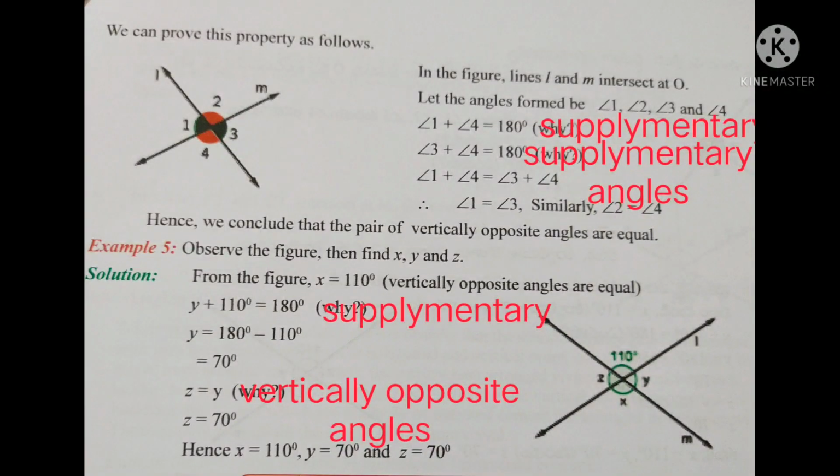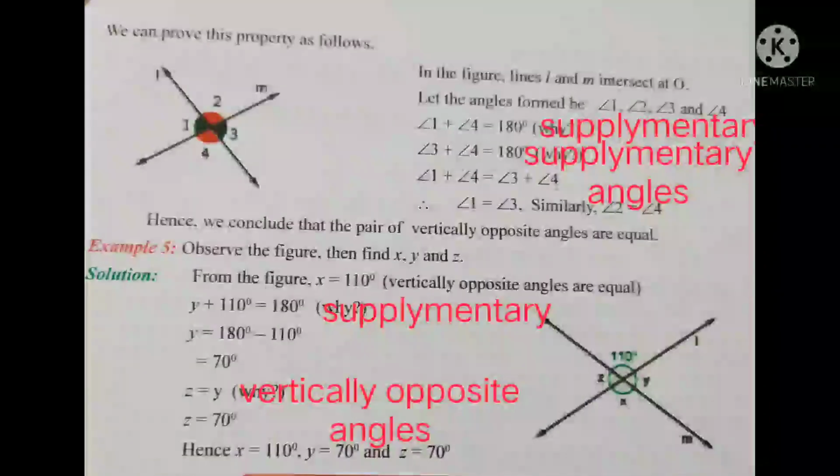In the same way, z equals y, because vertically opposite angles are equal. So z equals 70. Hence, x equals 110 degrees as given in the figure, y equals 70 and z also equals 70 degrees.